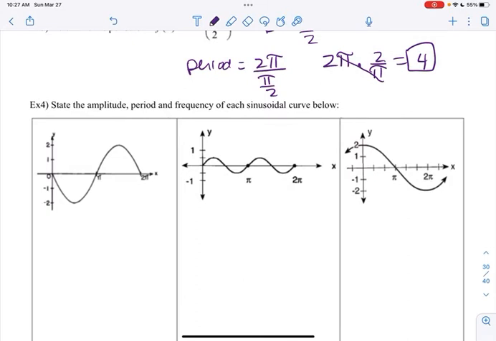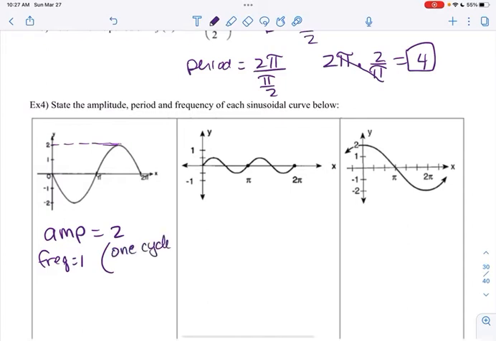All right, so state the amplitude, period, and frequency. Amplitude is going to be the easy one. Amplitude is just the height. So my highest point is at 2. Easy. My frequency is 1. My frequency is how many cycles do I have between 0 and 2 pi. So I have 1 cycle between 0 and 2 pi.